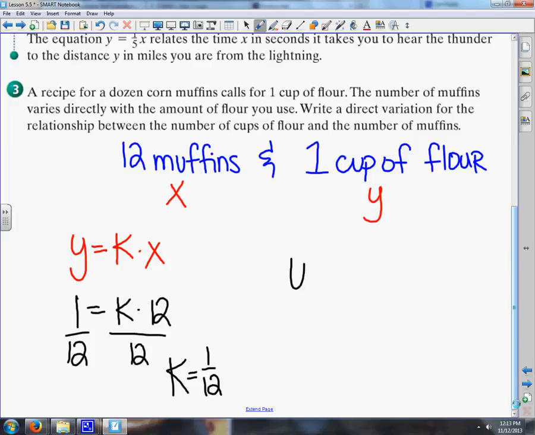So then you get y equals 1/12 x. So I would just put in however many muffins I want. If I want 36 muffins, I would put in 36 here for x, and that would tell me that I need 3 cups of flour, because 36 divided by 12 is 3.